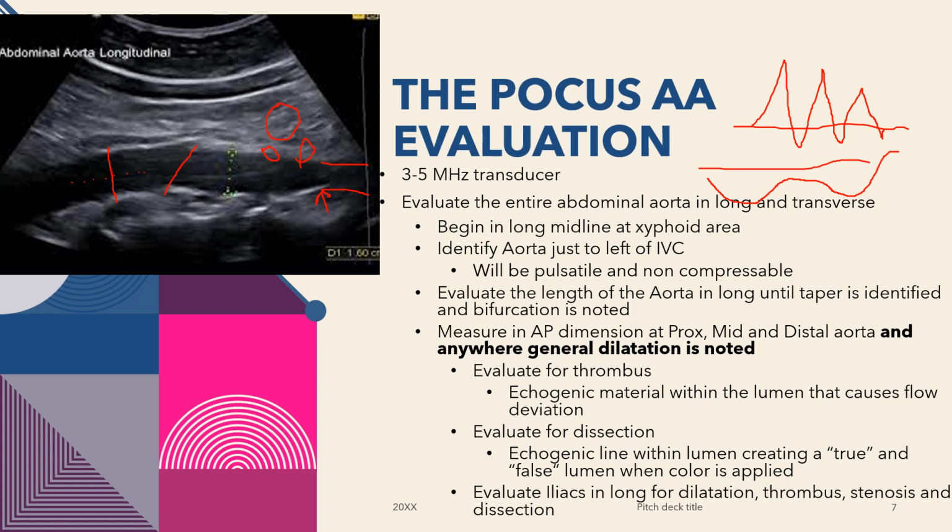Now, anytime you're looking at the aorta, some of the things that you're evaluating for, like I said, is going to be that thrombus. So make sure that you do not have your gain turned down so low that it would cancel out any echoes from a thrombus.